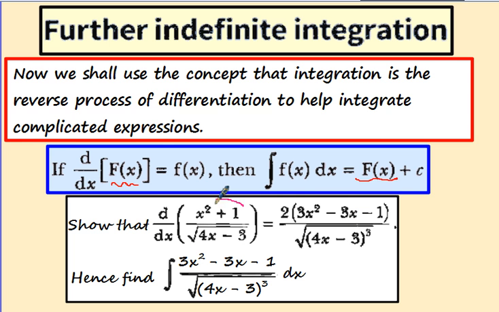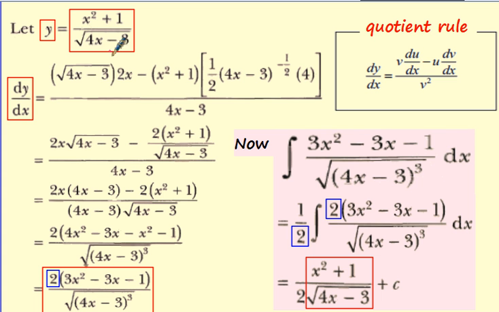So we can assume this part as y and we can differentiate it, and let us see. And then we have to find the value of 3x square minus 3x minus 1 upon square root 4x minus 3 the whole cube. So this 2 is not there when we are proving, or we are finding the value. Let us start. So we will assume this x square plus 1 upon square root 4x minus 3 as y, and then we can apply u upon v method.